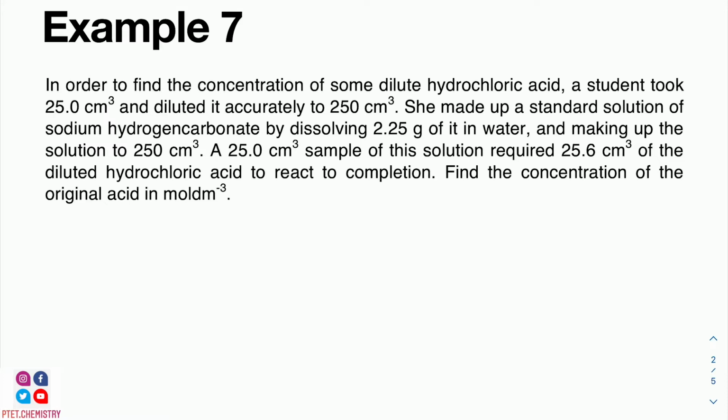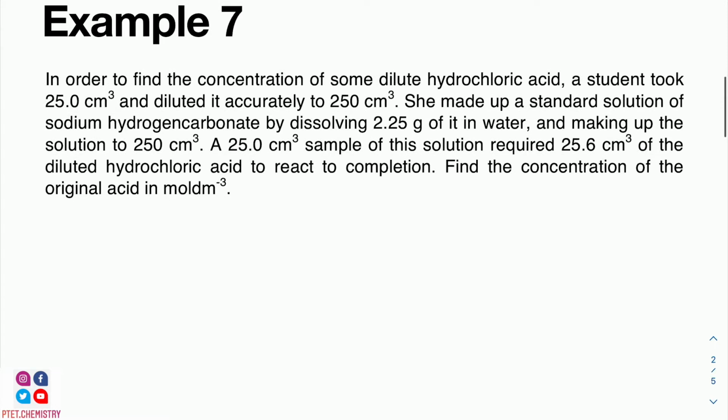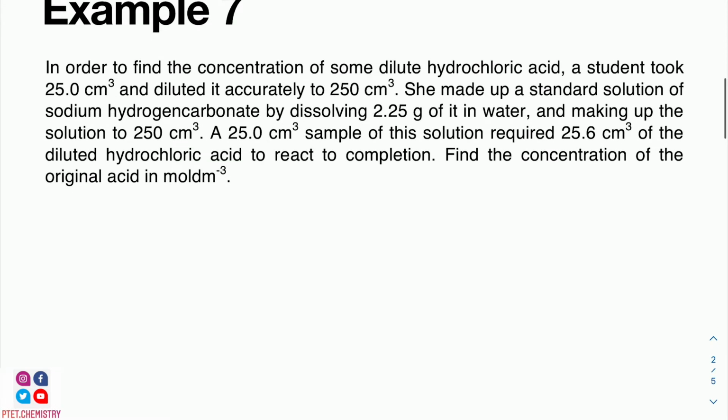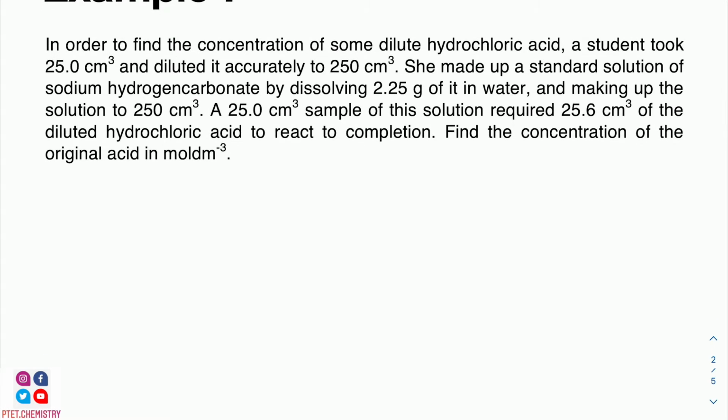Alright, so moving on to this example really. So we want to find the concentration of some dilute hydrochloric acid. You can take 25 cm³ of it, you dilute it accurately to 250 cm³. So what do we have? We have 25.0 cm³ of an acid, HCl. Perhaps I can say the concentration is what you want to find. You want to find the original acid, yeah?